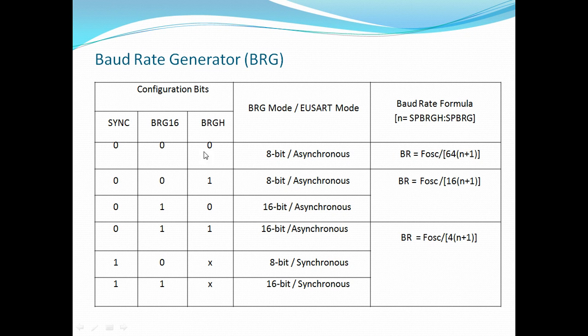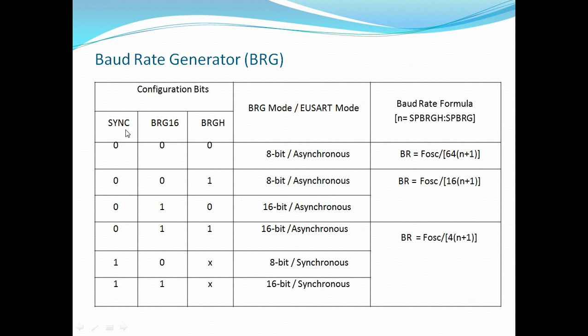If 000 is written for these 3 bits, asynchronous mode is selected in 8-bit. If this bit is 1, then 16-bit asynchronous mode is selected. If this particular bit is 1, then synchronous mode of communication will be selected. If both bits are 1, then 16-bit synchronous mode is selected, and their formulas are these.